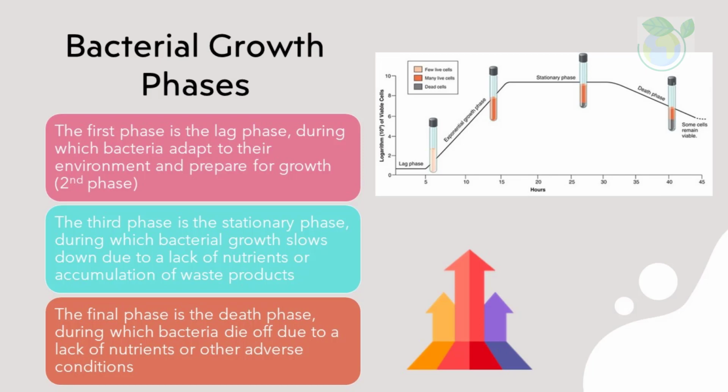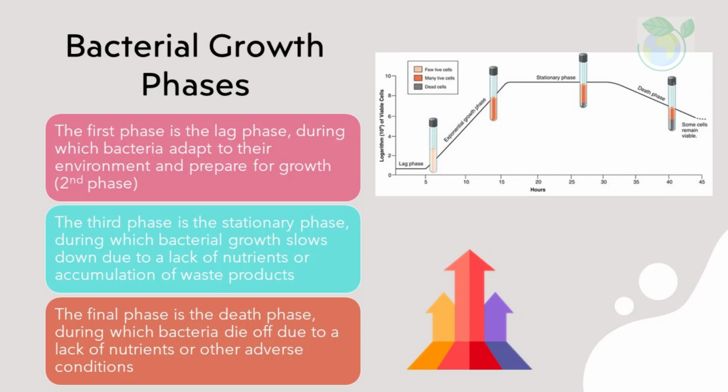Bacterial growth phases. Bacterial growth can occur in different phases. The first phase is the lag phase, during which bacteria adapt to their environment and prepare for growth. The second phase is the log phase, during which bacteria grow and reproduce at an exponential rate.